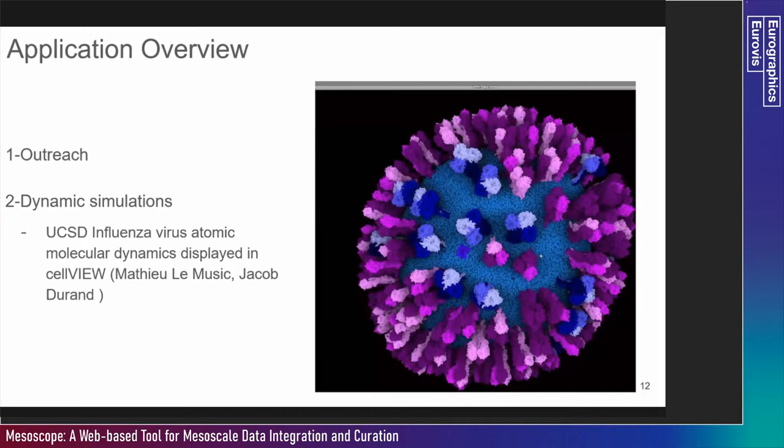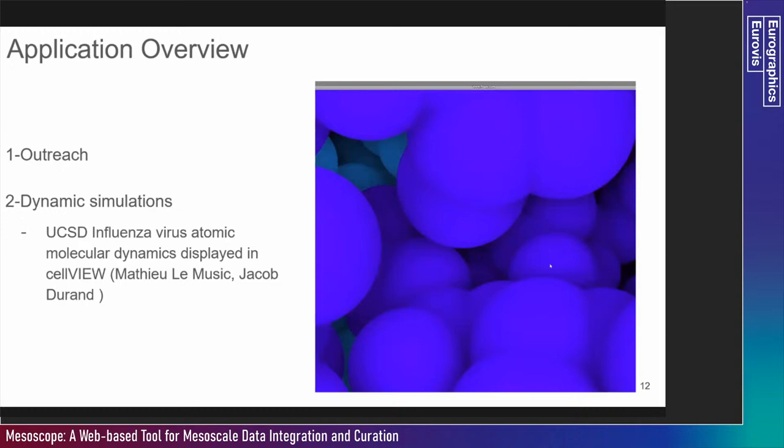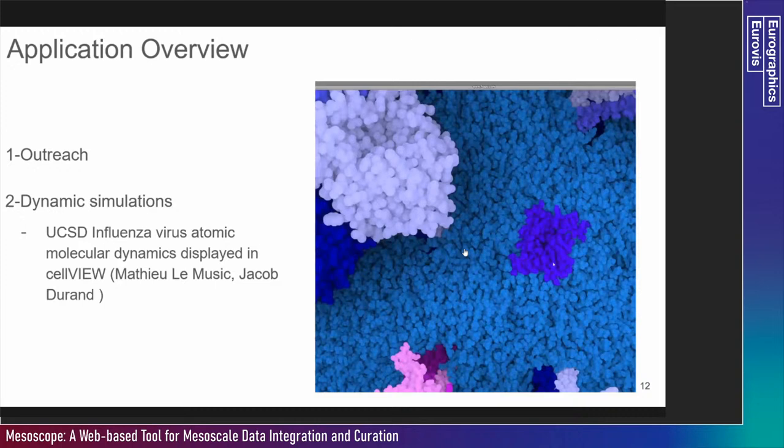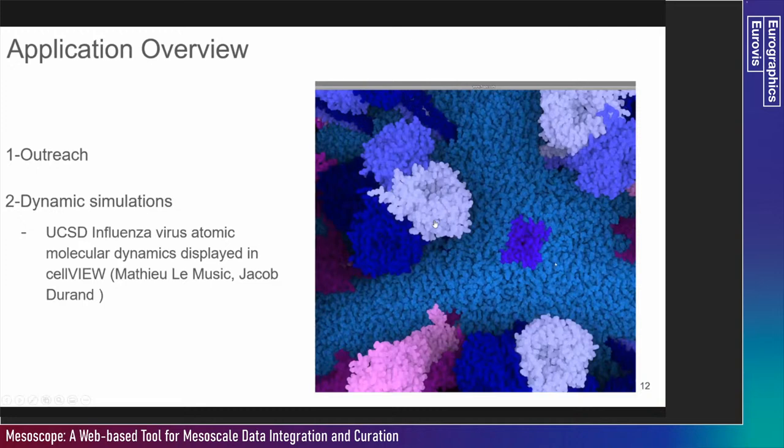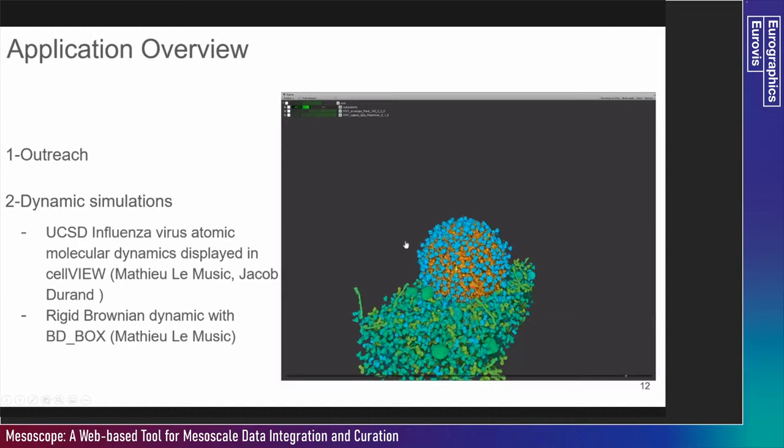Here is a molecular dynamic of the influenza virus. And the challenge here was to visualize it. So we worked with Mathieu Lemusic and we were able to display the trajectory in real time in CellView. And another great example is a rigid Brownian dynamic with a software called BDBox, based on the HIV model. And again, with Mathieu, we were able to visualize in real time the trajectory.